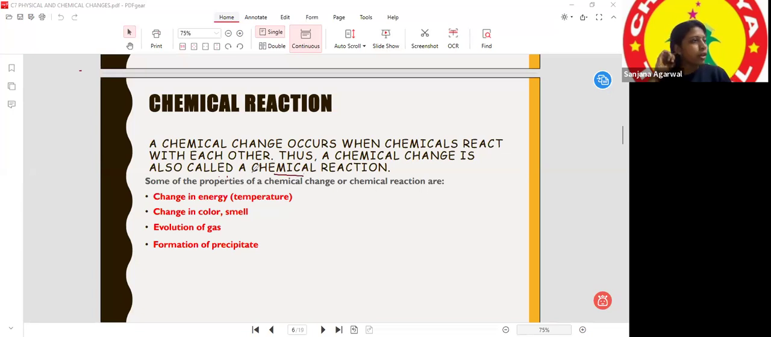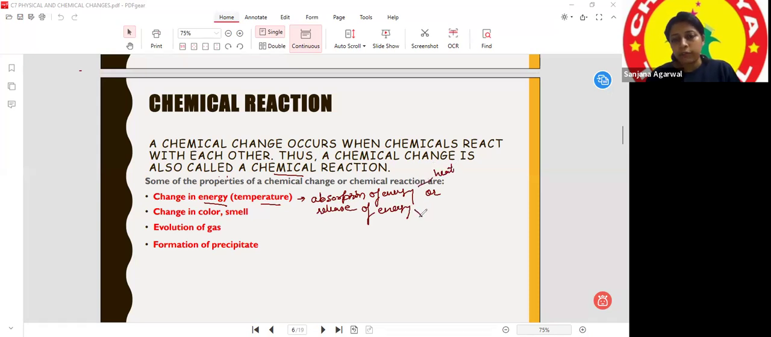So how can we come to know that this change is chemical? What are the symptoms or signs to decide that it is a chemical change? Definitely, if you observe a change in energy, meaning temperature, that is either absorption of energy, meaning heat is to be provided, or release of energy. Absorption of energy is when heat is to be provided, or after the reaction the substance is getting cooled down or the temperature is lowered, then that is release of energy. If this is observed, that is a chemical change.